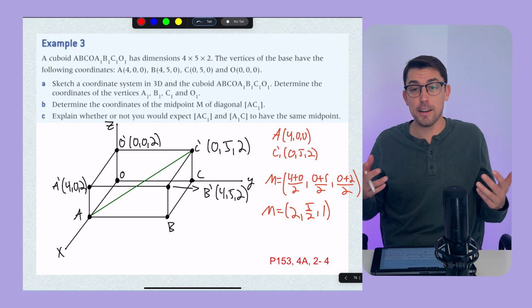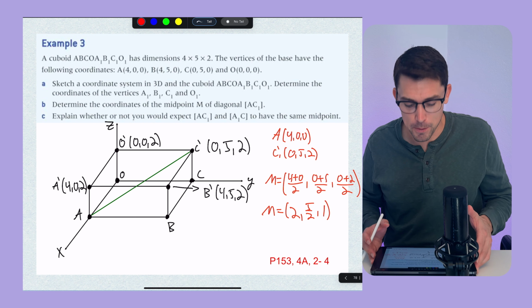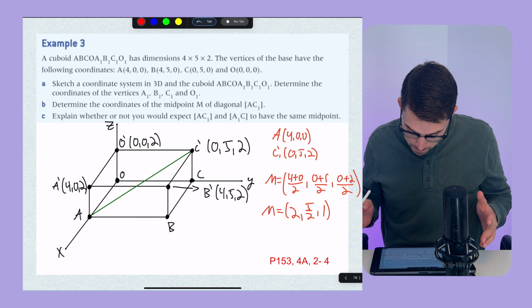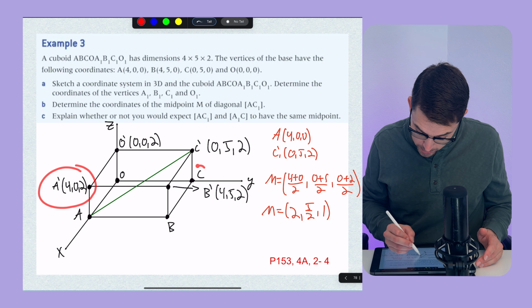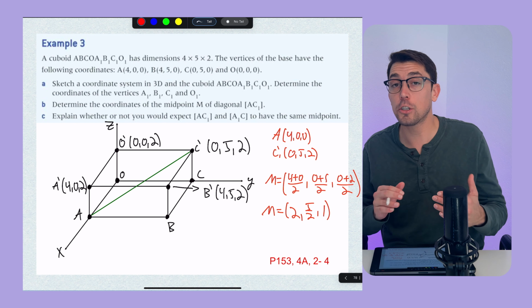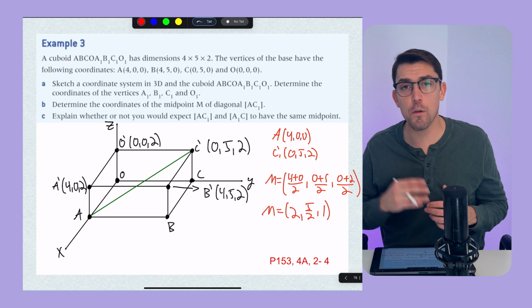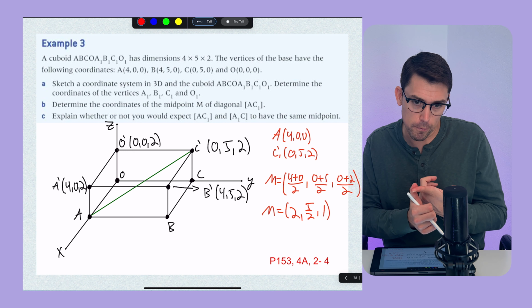It would be weird if they didn't, especially in a textbook problem. Maybe there's a manufacturing defect or something. But you'll also find that if you plug in the coordinates for A prime or A1 and C as well, which was right here, back into our midpoint formula, you'll also get the same exact answer. So there are 2 different ways to prove that, either by using the properties of geometry or by using the midpoint formula.